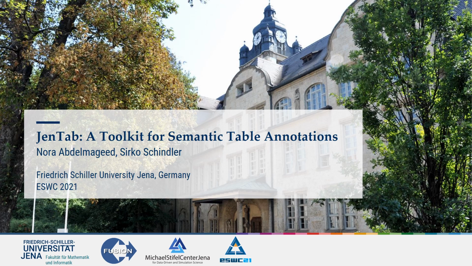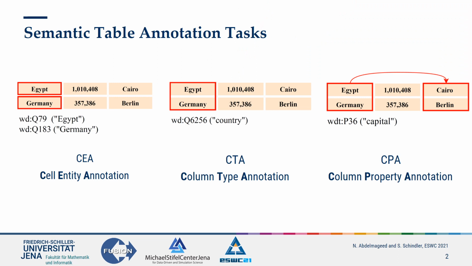In the following slides, I'm presenting JenTab, a toolkit for semantic table annotations. Let's get started with semantic table annotation tasks. At first, CEA assigns a knowledge graph identifier to individual cells. Then CTA matches the entire column to a semantic type. Finally, CPA captures column-column relationships.